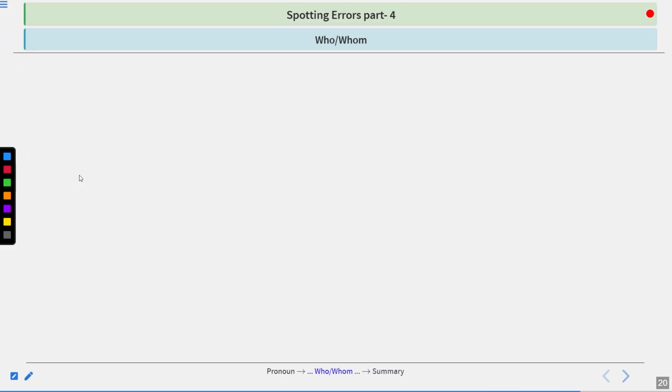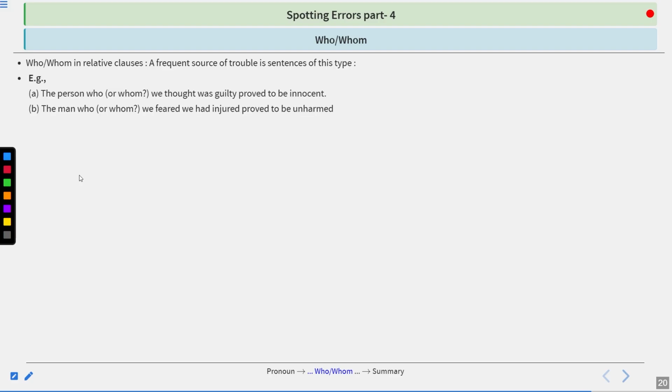Who and whom. In relative clauses, a frequent source of trouble is sentences of this type. People commit mistakes, students commit mistakes using who, whom. Which one to use, either whom or who? Example: The person who or whom we thought was guilty proved to be innocent. The man who or whom we feared we had injured proved to be unharmed.